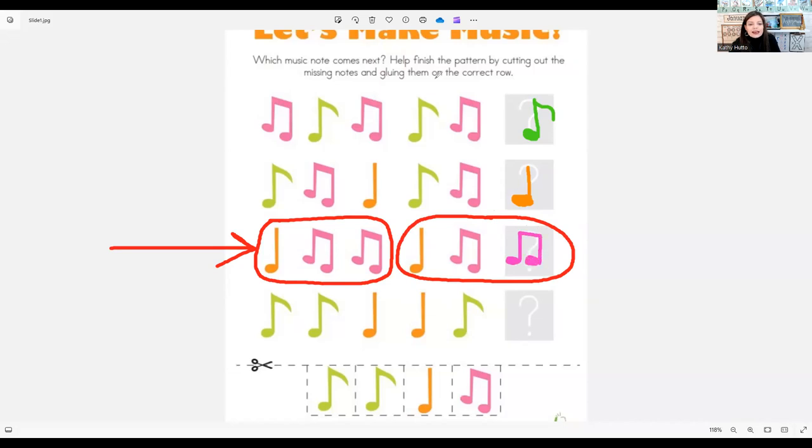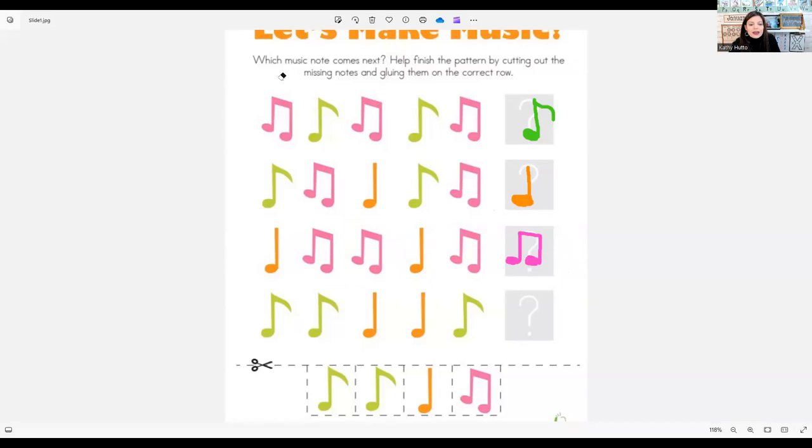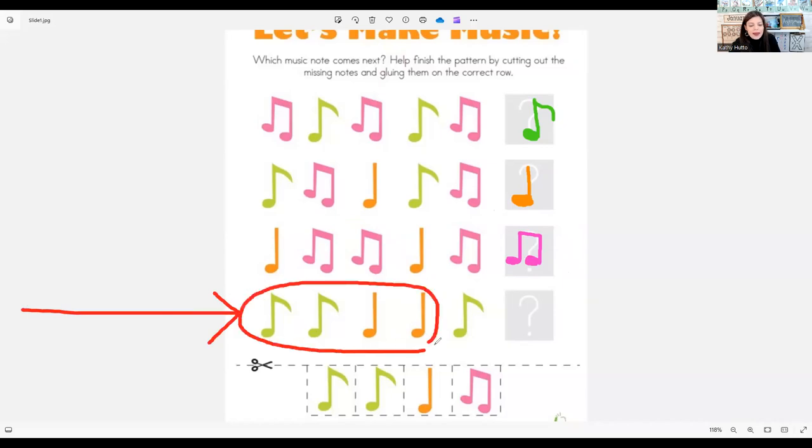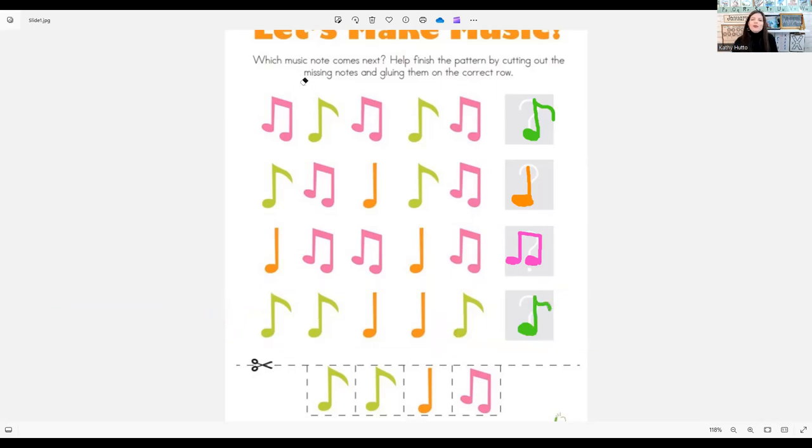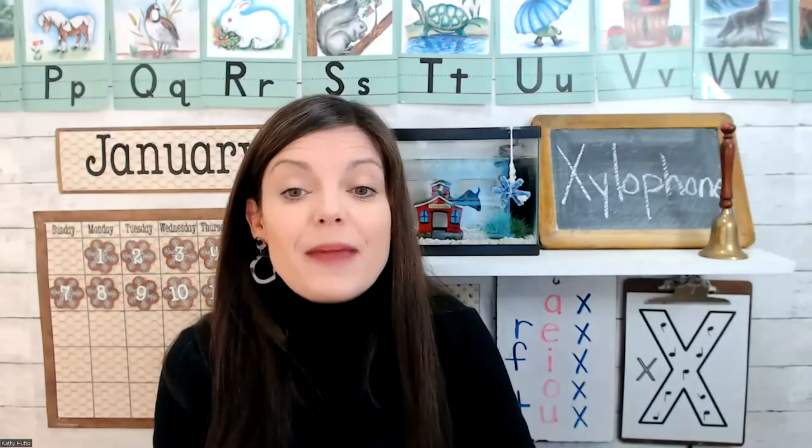Last one, everybody. Let's figure out this pattern. I see green, green, orange, orange, and then back to green. So this whole thing is my pattern. Green, green, orange, orange, green. What will be next? Another green. Very good. Green, green, orange, orange, green, green. Okay, well, you did a great job with music note patterns today for math.